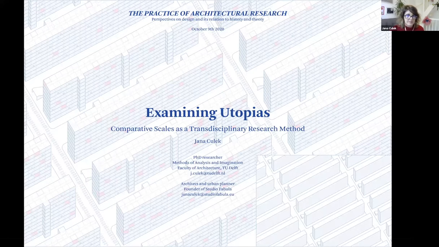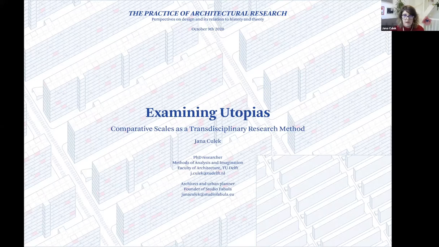And since there is limited time to explain all this, I will use one of the case study pairings that I'm working with, that of Ludwig Hilberseimer's Metropolis Architecture and Yevgeny Zamyatin's dystopian novel We, as a way to visualize the method and to show you how it's enacted on an actual case study.